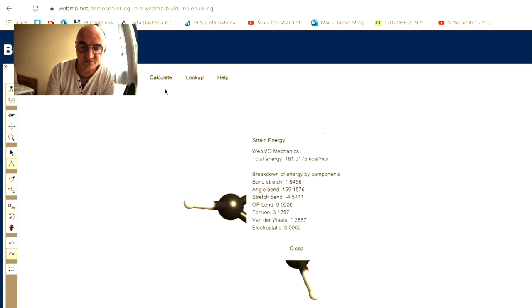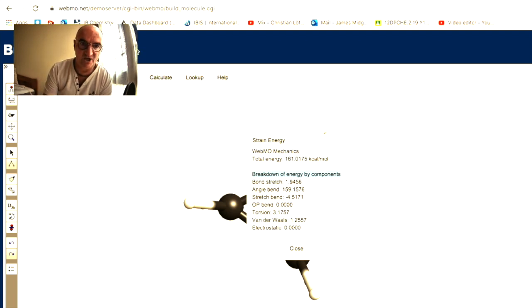Calculate strain energy. And without doing any clicking or magical button presses, we get the total energy, 161.0175 kilocalories per mole, and then the breakdown of energy by components. So as I was mentioning a little while ago, the bond stretch, the angle bend, stretch bend, OP bend. Comment below, I have no idea. Torsional strain and van der Waals contribution, adding to the total energy of that molecule.